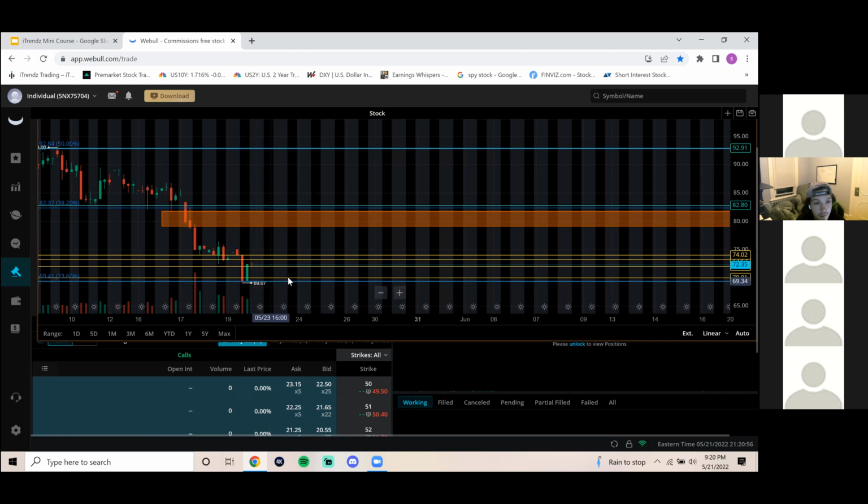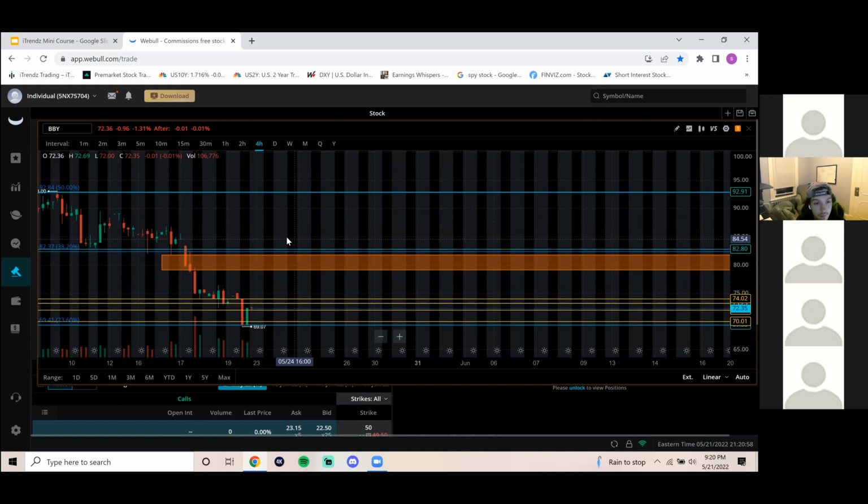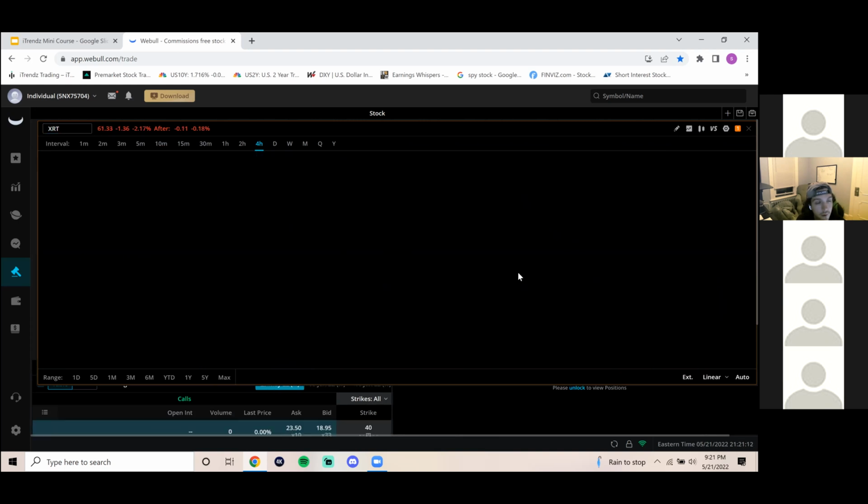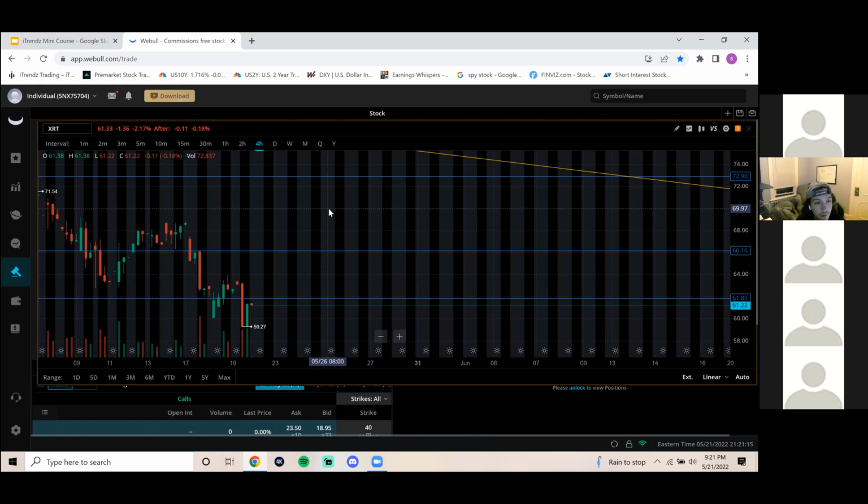Something else I like to tell people to look at is the sector ETF. If you remember from yesterday, that's going to be your basket. You want to look at that just to see how that's trending as well. So the retail sector is going to be XRT. XRT is your SPDR Retail ETF, and this owns 0.59% of Best Buy.